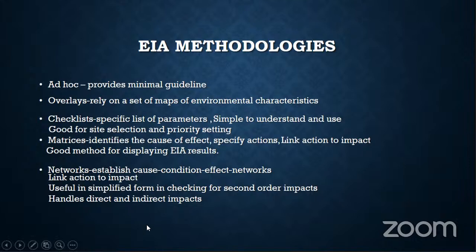Another method is the network. The network will establish cause, condition, and effect; it forms a network. So the cause, condition, and effect of those impacts will make a network. It is useful, in a simplified form, for checking second-order impacts, and it handles direct and indirect impacts. Some projects may have direct impact and indirect impact. All those things can be taken into account in these methodologies.